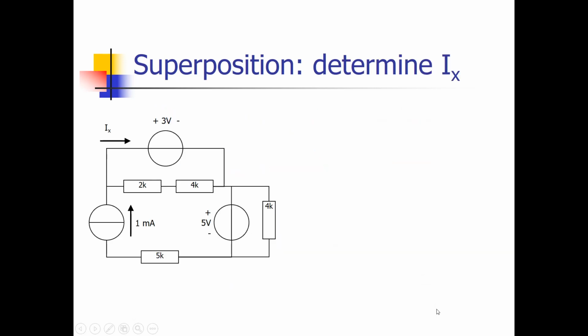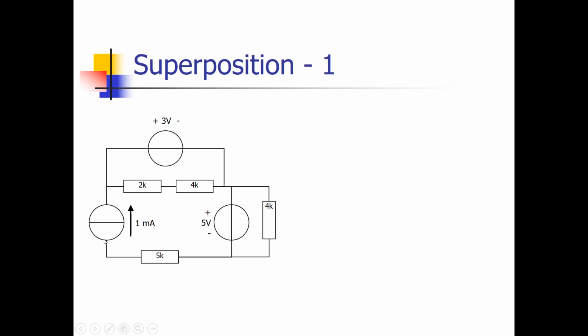Well, let's start with an example, which is drawn over here, in which we are interested in the current Ix flowing into this 3-volt voltage source. And we are going to look one by one at each voltage source and current source. We start with the contribution of this voltage source. So the next step will be making this voltage source inactive by replacing it by a short circuit and making this current source inactive by replacing it by an open connection.